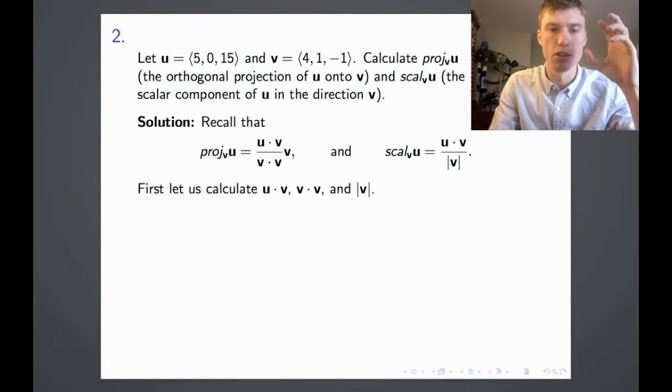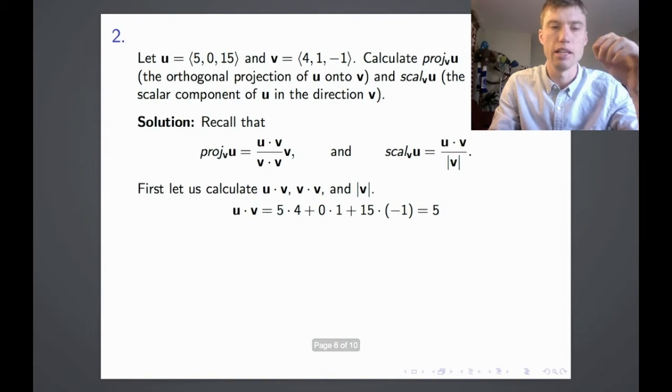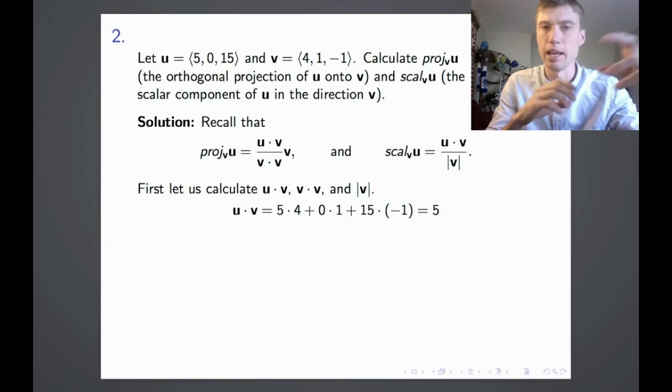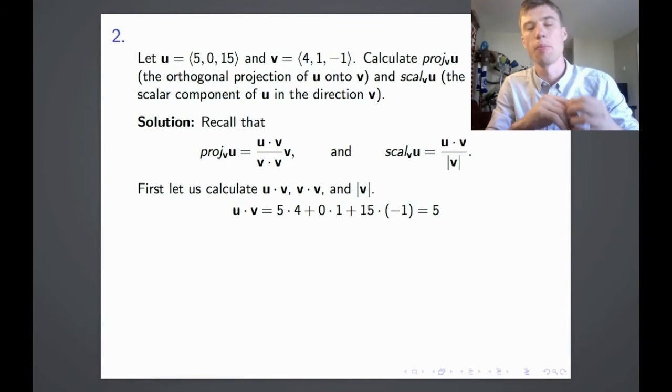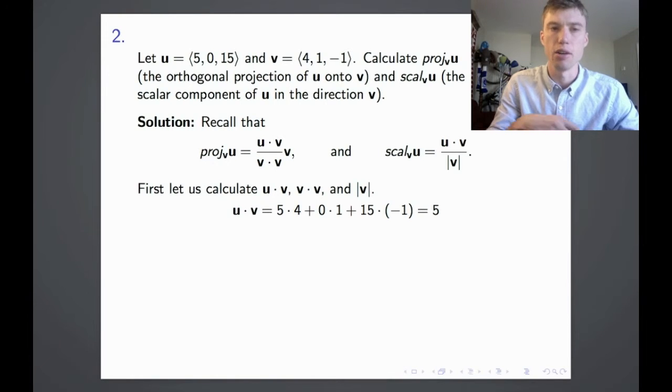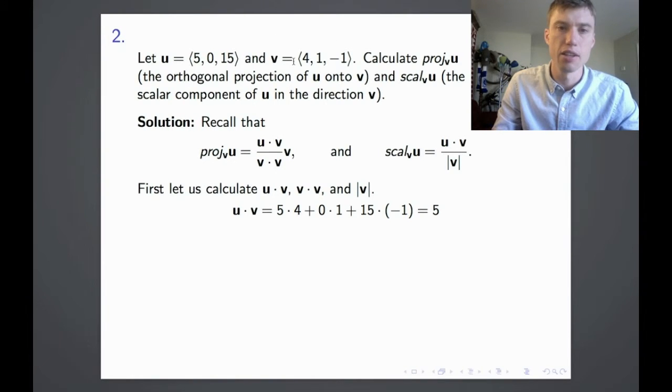What is the dot product? The dot product is the sum of the pairwise multiplication of each coordinate. So we take the product of the x-coordinates, add them to the product of the y-coordinates, and add in the product of the z-coordinates. In this case, the product of the x-coordinates is 5 times 4. The product of the y-coordinates is 0 times 1, and the product of the z-coordinates is 15 times negative 1. When you simplify this, you get negative 5.